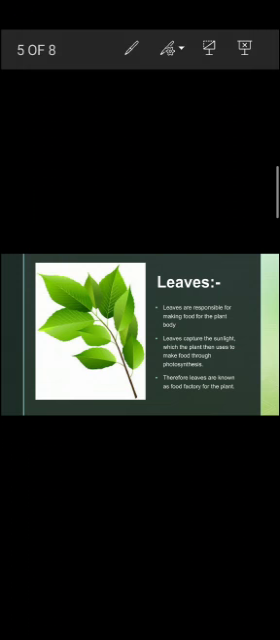Okay, what happens is that chlorophyll, the green pigment, absorbs sunlight, and that sunlight is utilized for preparing glucose, which is later transported to the rest of the plant body where it is needed. All this happens through a process called photosynthesis.